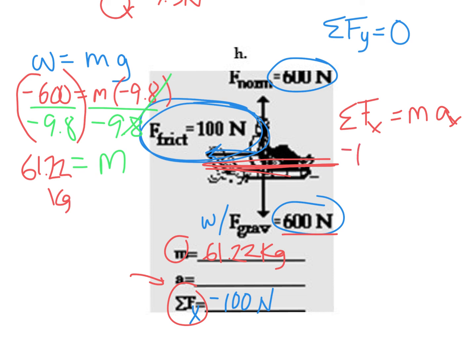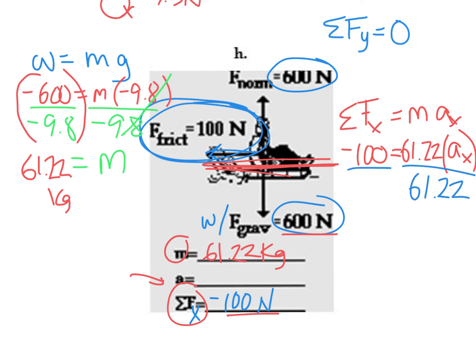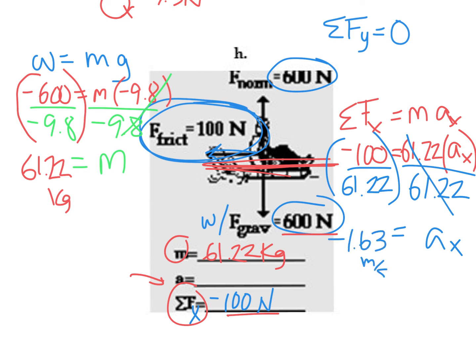All right, let's see. Let's plug it in. I've got negative 100 newtons for my net force. I know my mass is 61.22, and I want to get my acceleration. So if I want to solve for that, I need to get ax by itself. Remember, the little x just stands for the x-axis, or left and right. Divide by 61.22 to each side, and a is going to be left alone. 100 divided by 61.22 ends up being, drum roll, negative 1.63 meters per second squared.